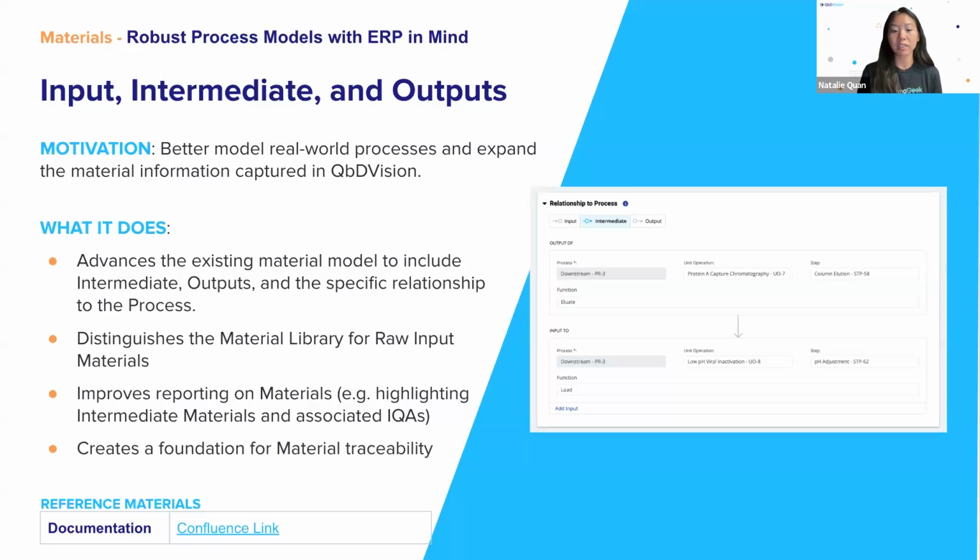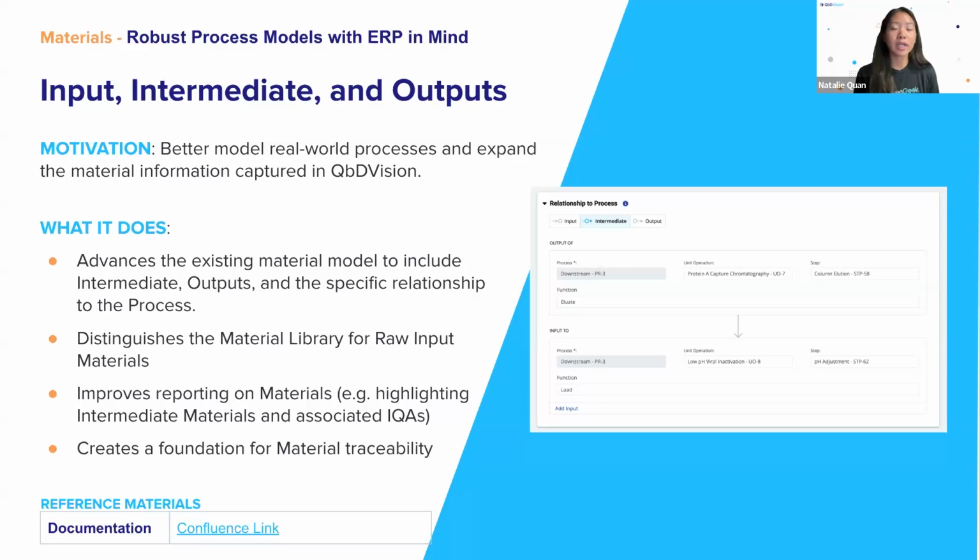Previously, in the existing state, all material records were intended to be input materials. This is how they were designed. And when you actually are dealing with the manufacturing process, intermediate materials are really key. They were implicitly called out in our system through intermediate quality attributes and through material attributes and process parameters. But now we recognize the need to have essentially the explicit call out of the material itself.